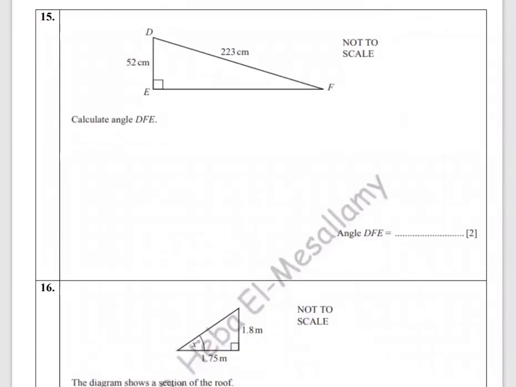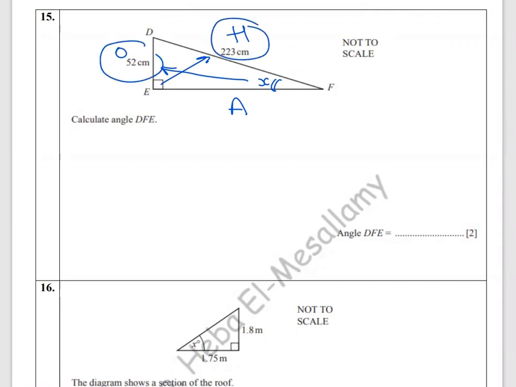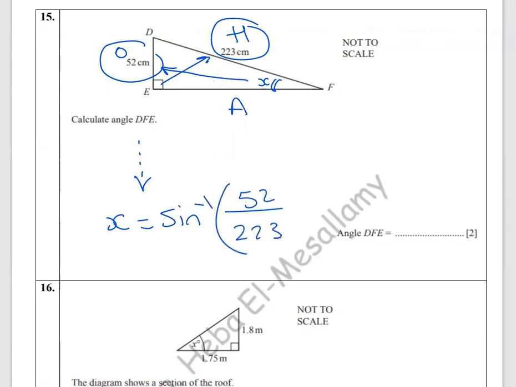Let's see here. Calculate angle DFE. So he needs this angle. So I'm going to label it angle X or angle theta. And then I'm going to label the sides, hypotenuse, opposite, and adjacent. You can recognize that we are going to work with SOH, which is sine. We apply the same steps till we reach X, or theta, is inverse sine of 52, which is the O, over 223. So on the calculator, also shift sine, 52 divide 223, close the bracket, and then I'll get 13.5 degrees.